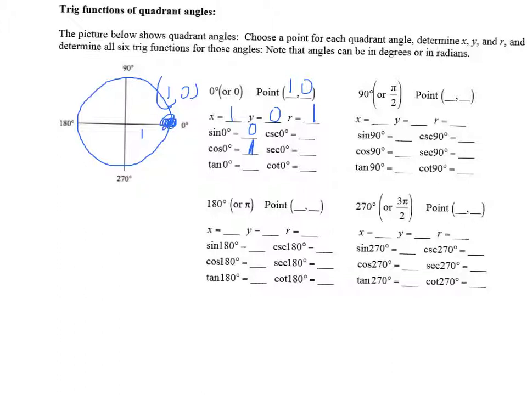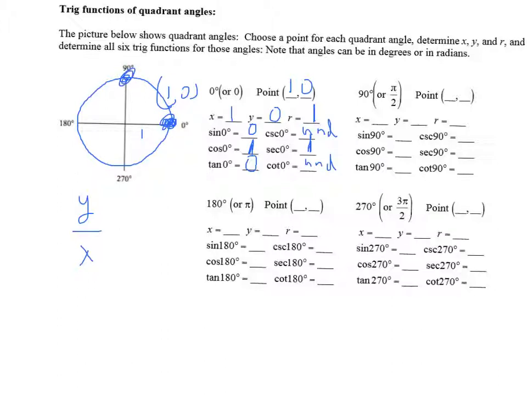And the tangent will be the opposite over the adjacent, or y over x. Since there isn't a triangle to draw, we have to think of it this way, and that's going to be 0. Now if we take the reciprocals of these, 1 over 0 is undefined. So the cosecant is not defined at 0. The secant is 1 over 1. The cotangent is undefined.